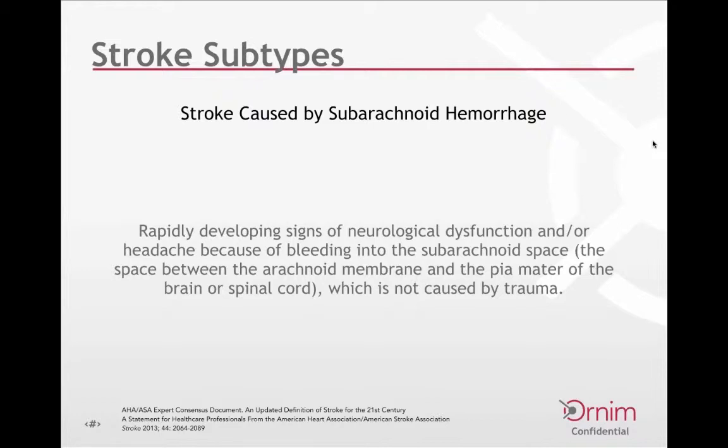And so this is to be differentiated from traumatic subarachnoid hemorrhage, again, stroke being the rather precipitous, sudden onset of dysfunction that is not attributable to something else. So in this case, we don't refer to the subarachnoid hemorrhage that is caused by trauma as stroke caused by subarachnoid hemorrhage. So it's a fine, nuanced distinction, but it's one that is worthy of note.